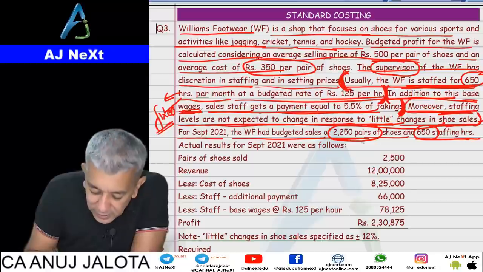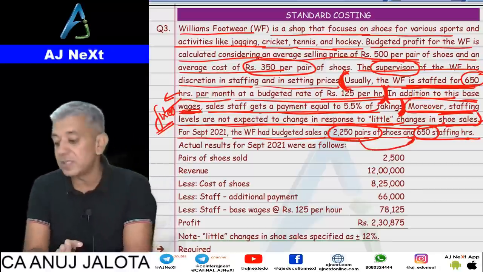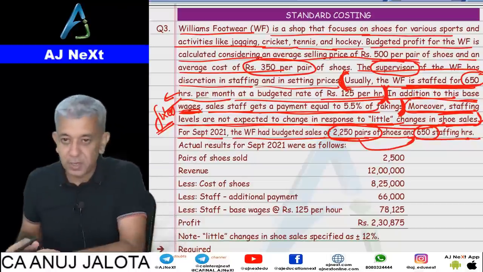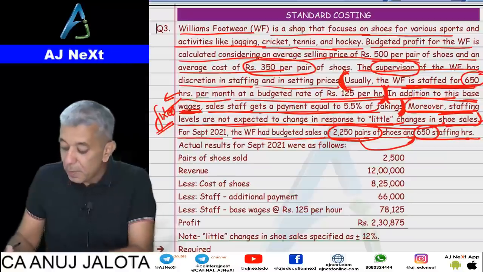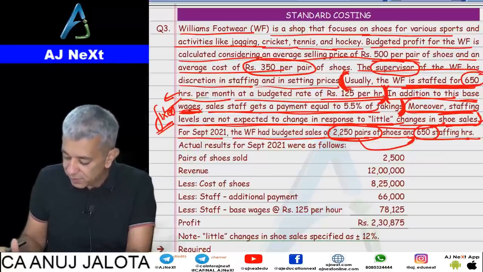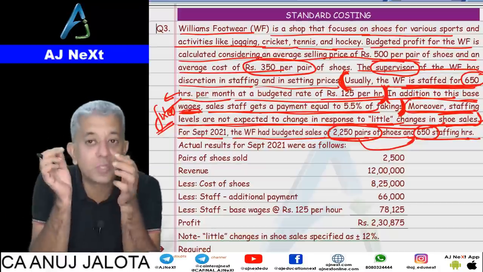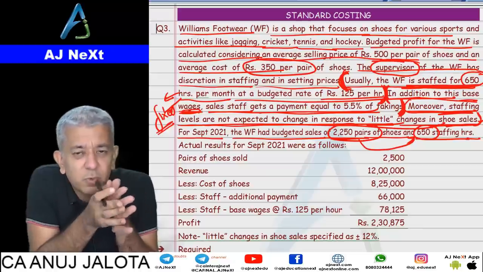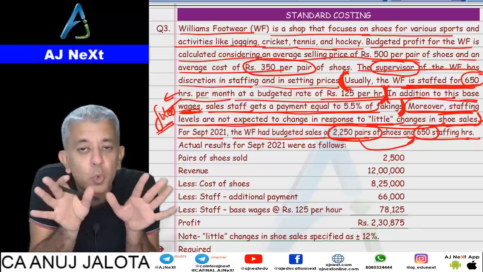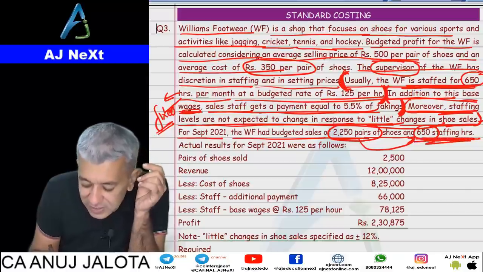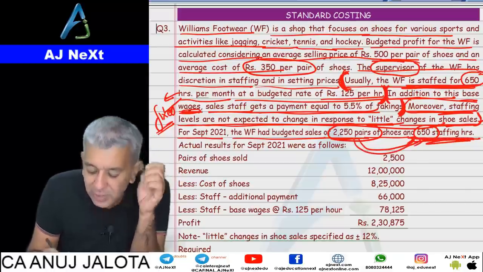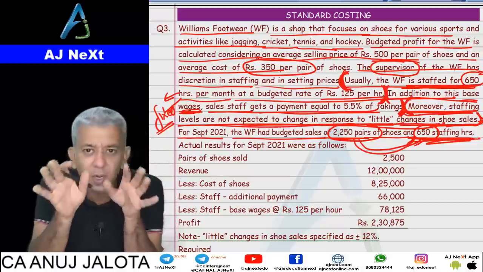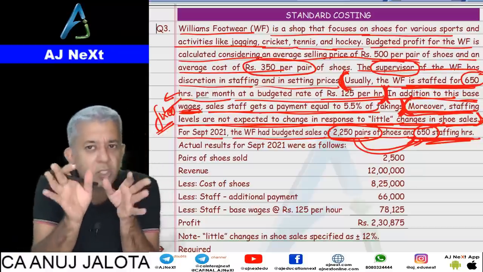Now see, 250 pairs. Do not try to be thinking, sir, can I do 250 upon 650? Some people might be computing this particular thing, 250 divided by 650, that comes to 3.46. Somebody can be saying, sir, for one unit, your workers take 3.46 units to produce. No. This is sales staff, and this thing is not related to this, that I came to know through this particular line. That staffing levels are not expected to change based upon little change in the shoe sales as such.